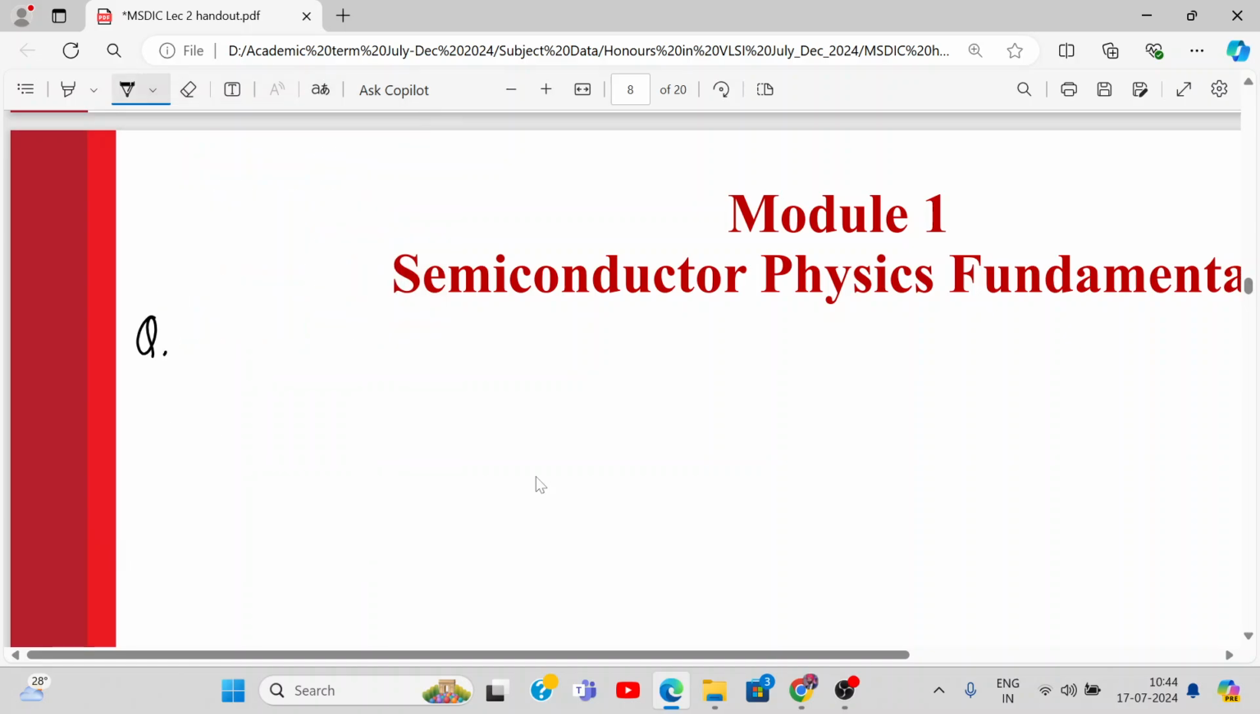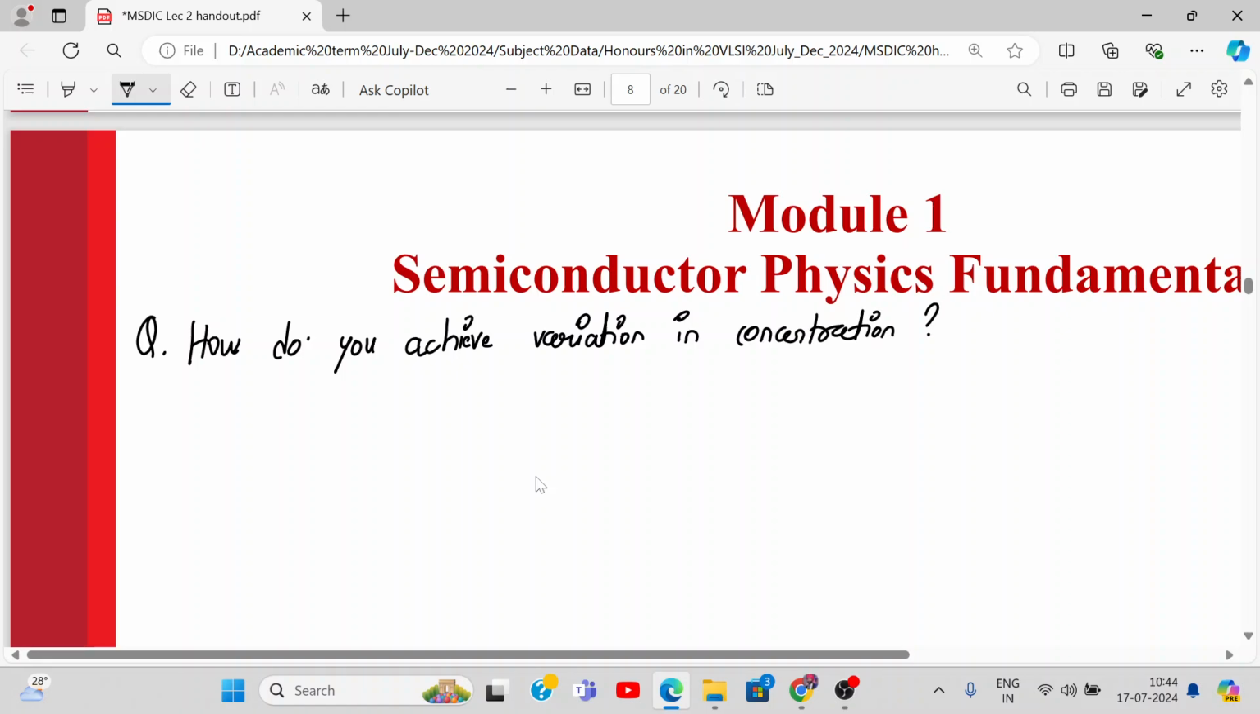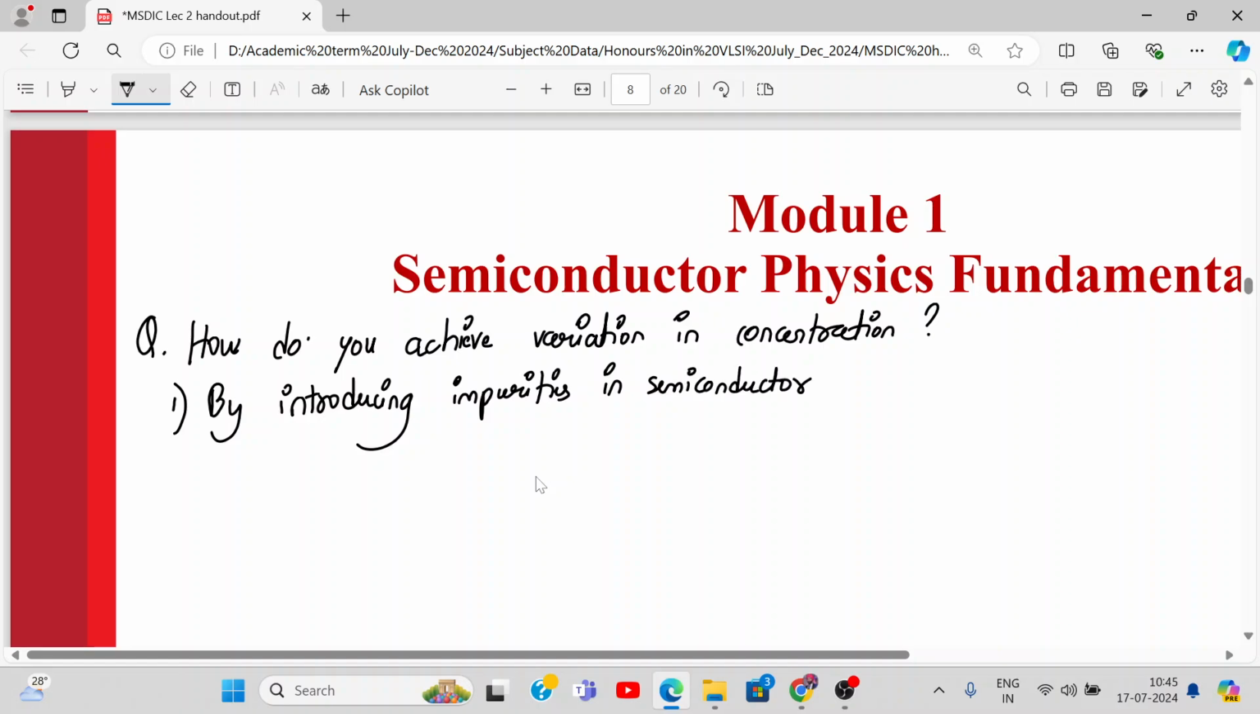So let me write this question. How do you achieve variation in concentration? So the first answer was doping. That is, by introducing impurities in a semiconductor. And the process of introducing impurities in a semiconductor is called doping. Correct. Any other technique?